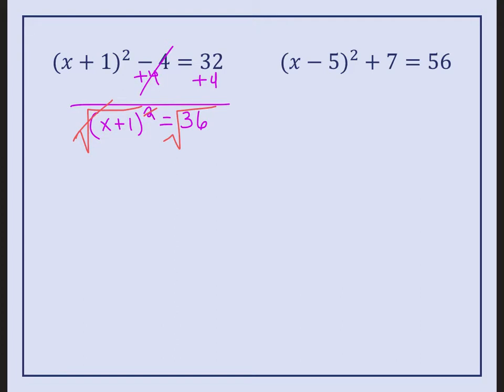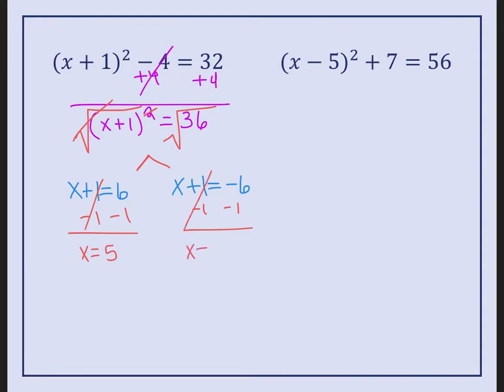Well, 36 is a perfect square, so I can take the square root of it. The square root of 36 is a positive and a negative 6. So I'm going to break it up into 2 different solutions: I have the positive 6 and I have a negative 6. Now to solve for x, I'm going to subtract 1 on both sides. I have x equals 5 and x equals negative 7 as my solutions.